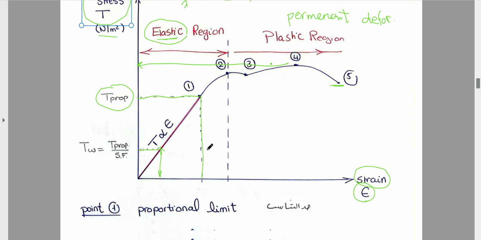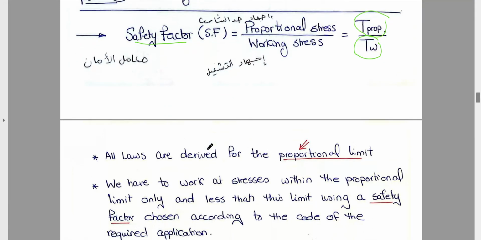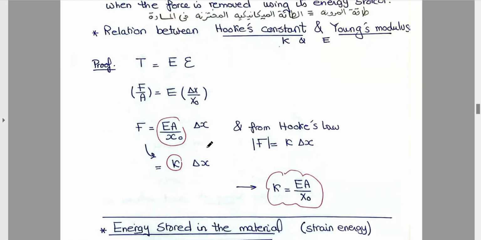Now I want to get the relation between Hooke's law or Hooke's constant and Young's modulus. As we mentioned before, stress equals Young's modulus multiplied by the strain. Remove the stress and put F over A, force per unit area. Remove the strain and put delta X over X naught, the relative change in the dimensions, and Young's modulus here. So the force equals EA over X naught times delta X.